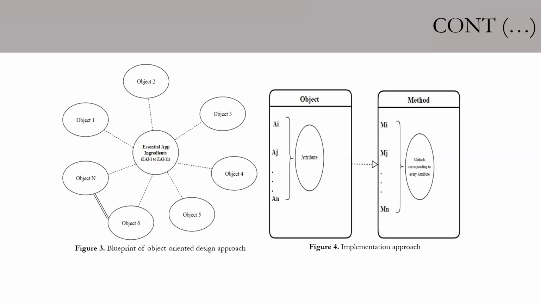First of all, we have to define all the attributes regarding every object. Then we have to map every attribute of the app to its corresponding method. Means for A1 there is an M1 method, for AJ there is an MJ method, and so on. So these are the methods corresponding to every attribute. We do this process for every object, or for every essential ingredient.